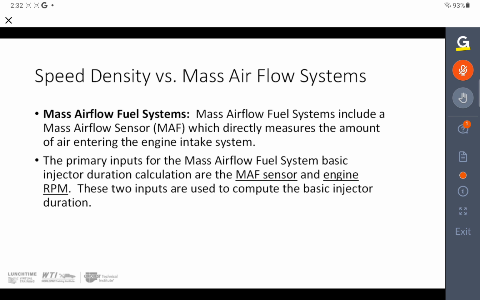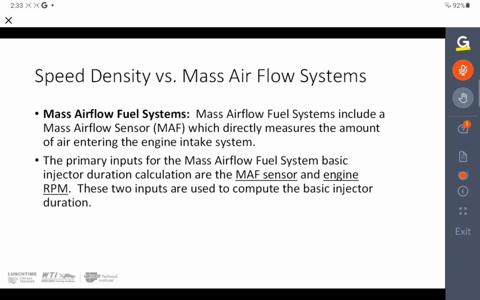Mass airflow sensors. The nice thing about mass airflow sensors is they directly give information to the computer as far as the amount of air that's entering the engine, along with the temperature of the air for density. From that, the computer can directly correlate and figure out what injector pulse width should be. So between the mass airflow sensor and engine RPM, those are the two inputs to compute basic injection duration, and then it would modify it depending upon the other sensors and what the oxygen or air fuel ratio sensors are doing.